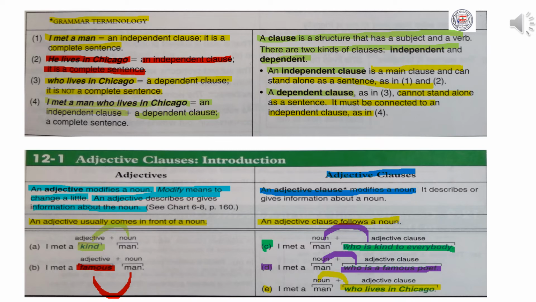In conclusion, an adjective clause, like any other dependent clause, begins with a subject and is followed by a verb. However, it doesn't have a complete meaning and cannot stand on its own. In examples C and D, who is the subject pronoun that is followed by the verb is. In E, who is the subject pronoun that introduces the adjective clause and is followed by the action verb lives.